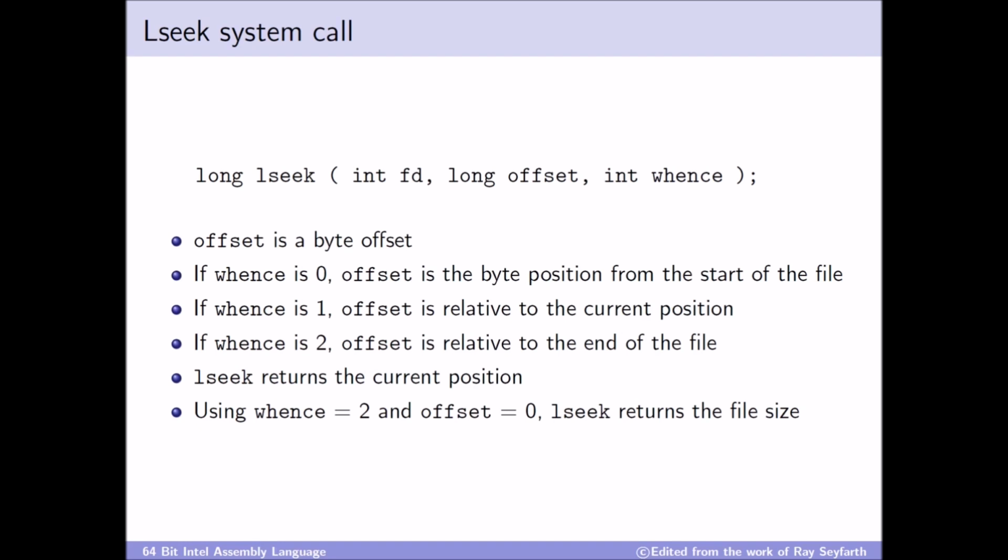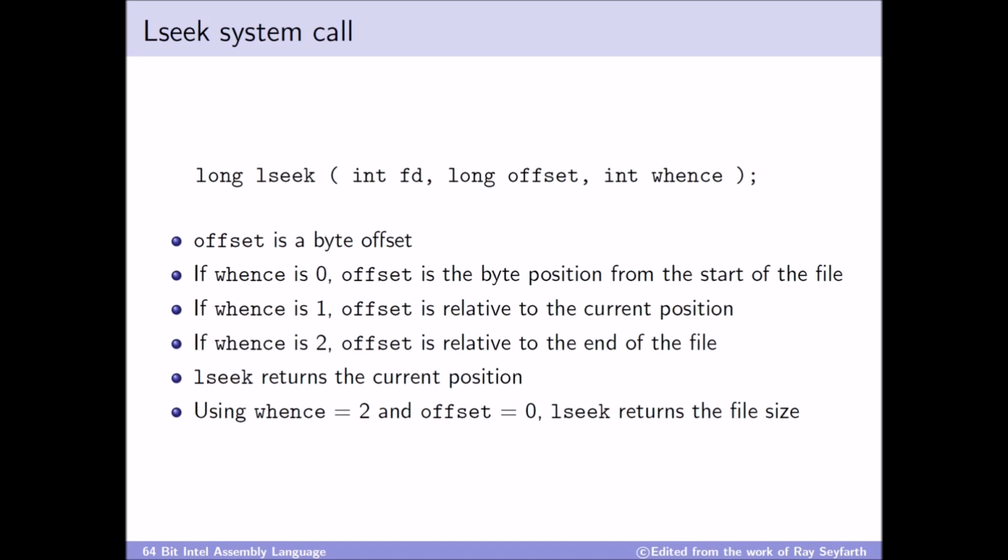It takes, again, an integer which represents the file descriptor. Then it takes two more parameters. The first is the offset, and the last is the whence variable. Now, the whence variable is what gives lseek its power in many situations.